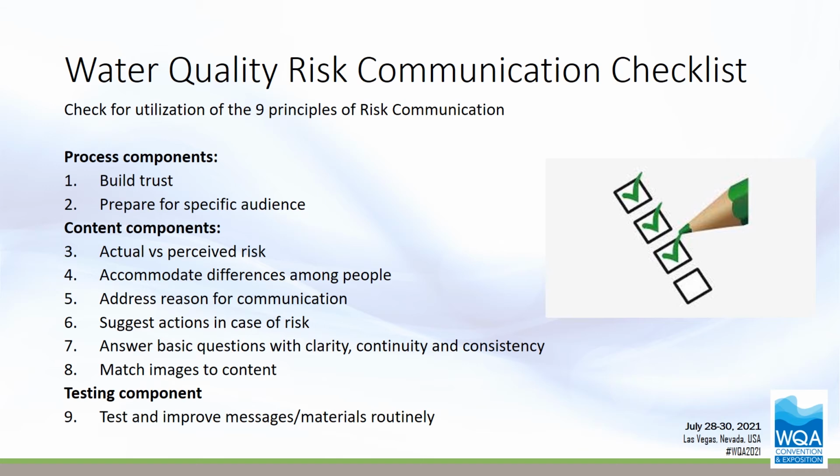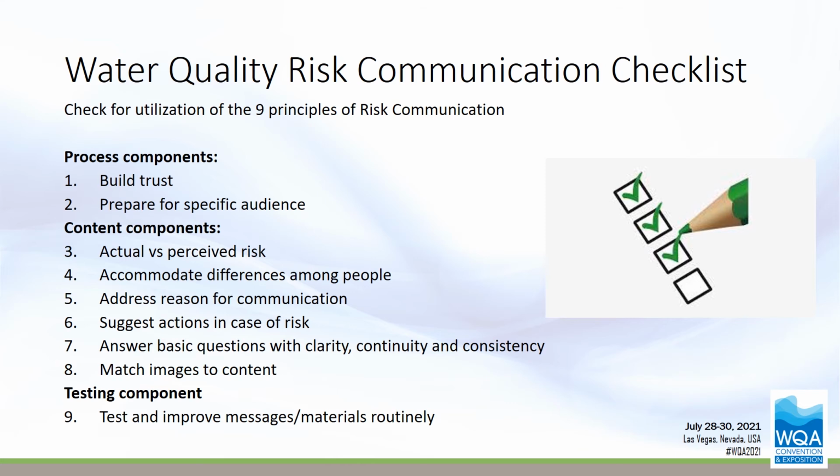So our risk communication checklist has these 9 components. This is a slide maybe to save that you can share with your teams. These are our goals. The number one goal is to build trust, and that's part of our process component. We want to be prepared for our audience. We want to be knowledgeable about the issues. The content components, we've talked about a lot of those.